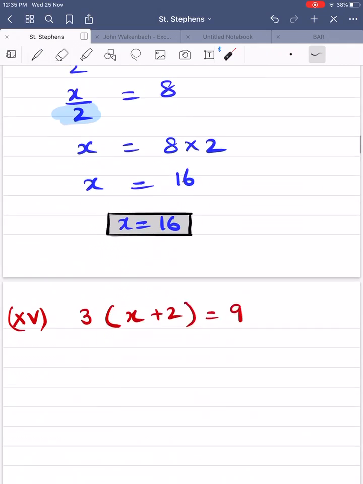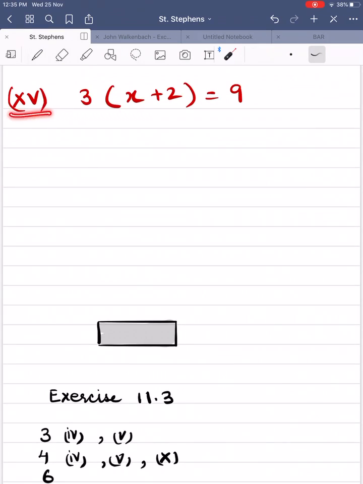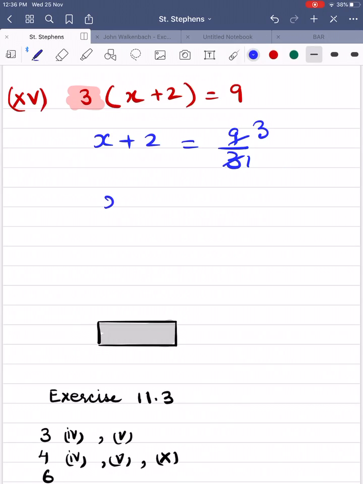Let's move to 15th part. 3 into x plus 2 is equal to 9. Now children, here we will first transpose this 3 to the other side. Now here it is being multiplied. So on transposing, it will get divided. So we have x plus 2 is equal to 9 upon 3. On reducing, we get 3. So x plus 2 is equal to 3.